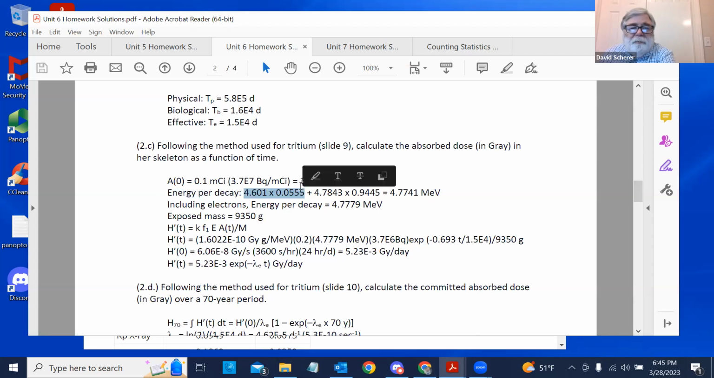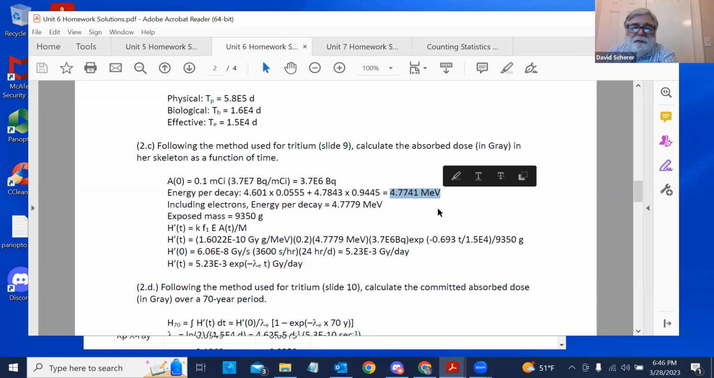This 4.6 is 5% of the time. This 4.7 is 95% of the time. And I average those out, and I get what the decays, how much energy is being deposited per decay.